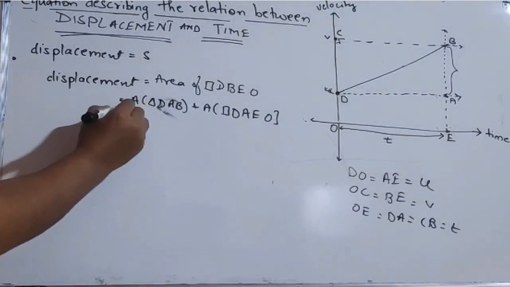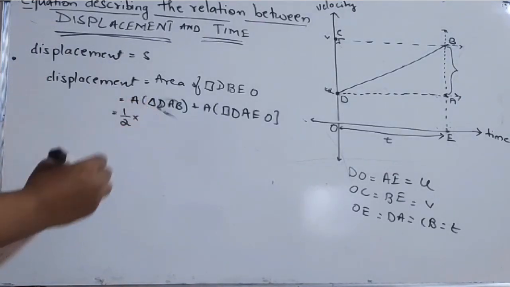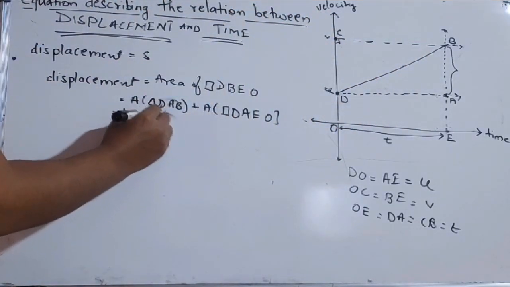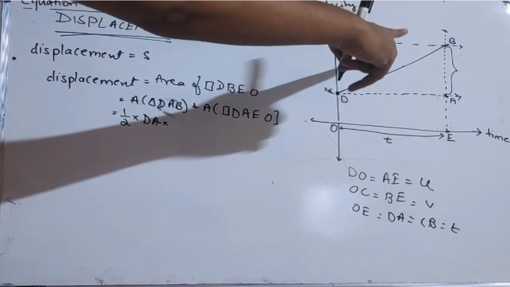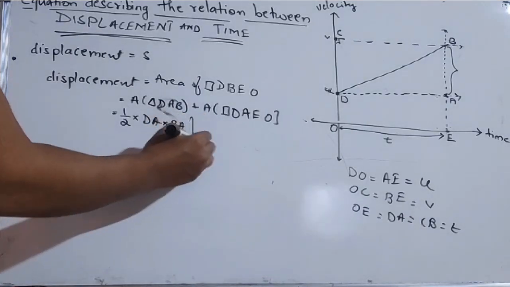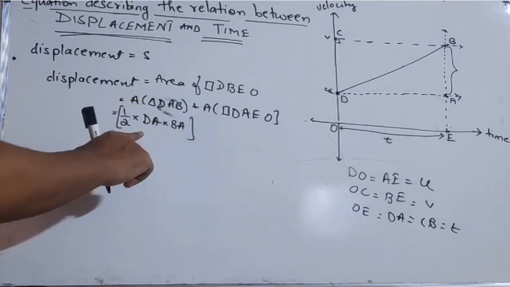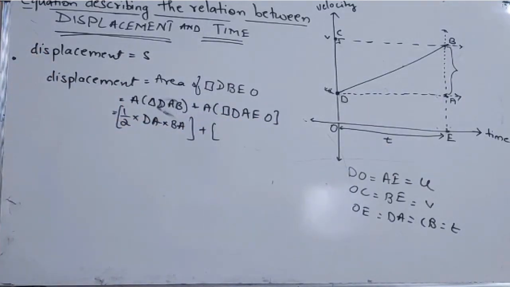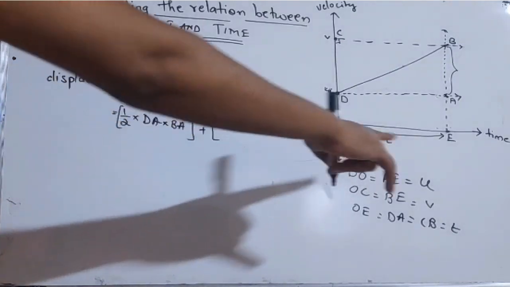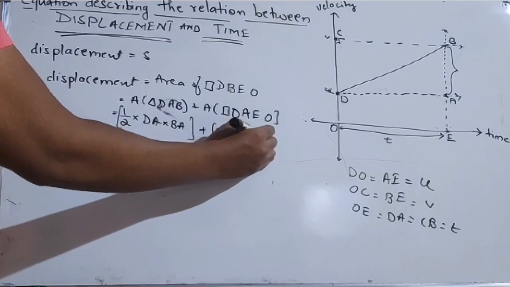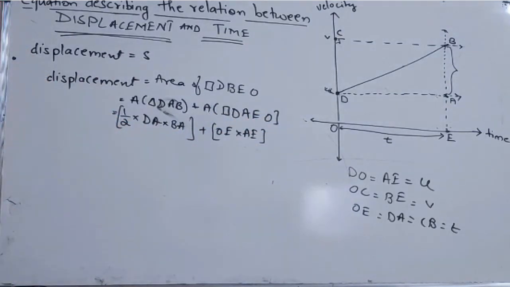Area of triangle is half into base. What is the base? Base is BA, or we will take DA. DA into what is the height? Height is BA. So area of the triangle is half into DA into BA, plus area of rectangle. So area of rectangle I'll take as length into breadth. What is length? OE. And what is breadth? AE. Okay.